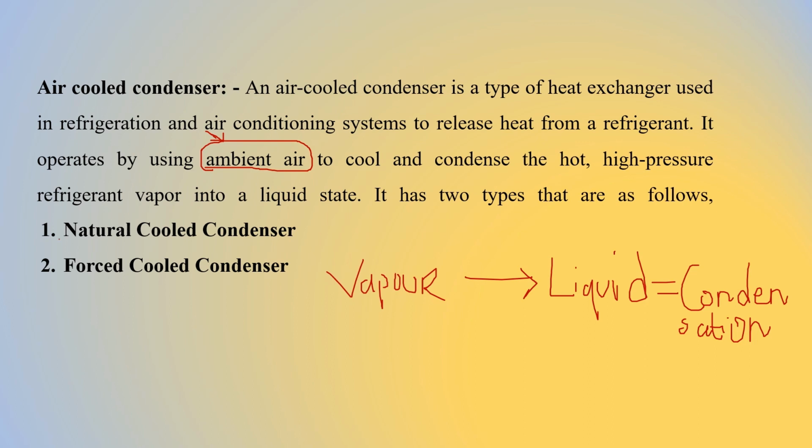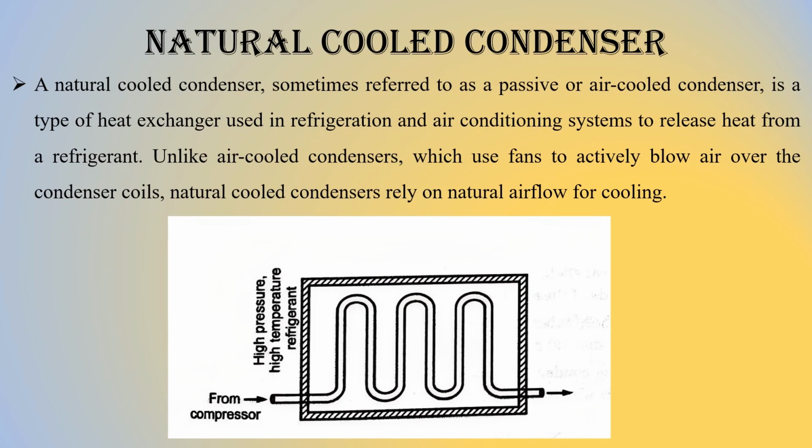Now first we will see what a natural cooled condenser is. So let's move to our next slide. This is the first one, a natural cooled condenser. I gave you an example at the start, that was a natural cooled condenser. A natural cooled condenser, sometimes referred to as a passive air cooled condenser, is a type of heat exchanger also used in refrigeration and air conditioning systems to release heat from a refrigerant. Unlike air cooled condensers, which use fans to actively blow air over the condenser coils, natural cooled condensers rely on natural air flow for cooling.